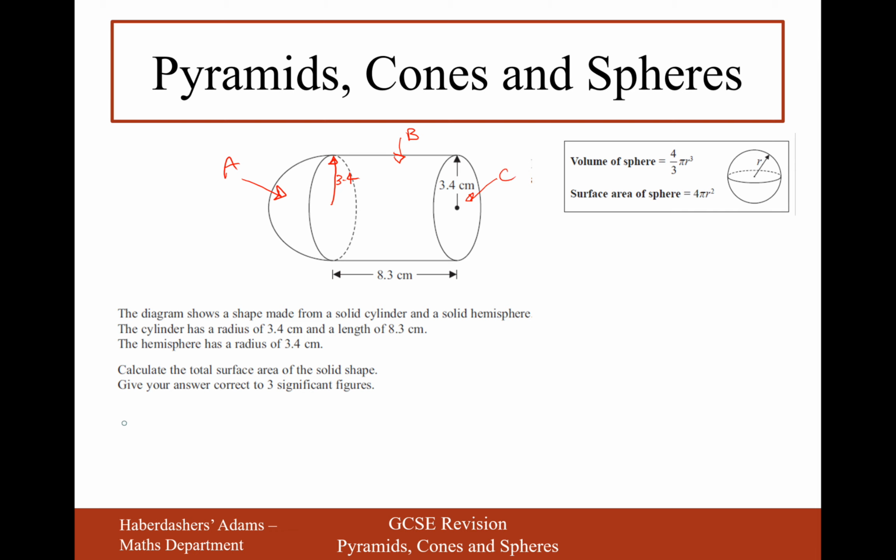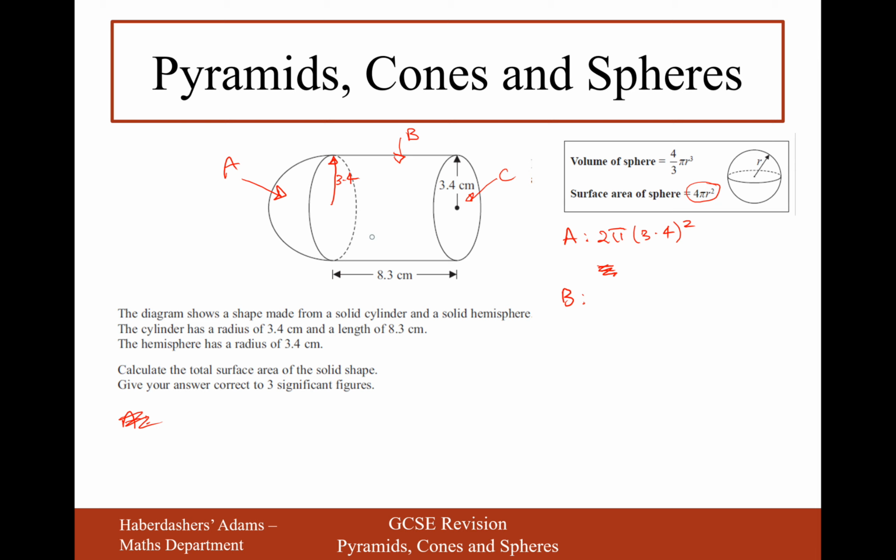For A, it's going to be the curved surface area of a sphere. In fact, let's work up here. Curved surface area of a sphere is 4 pi r squared, but it's a hemisphere, so it's half of that. So it's 2 pi times 3.4 squared. I'm just going to leave that alone and won't type that into the calculator yet, so I'll add all my results together at the end.